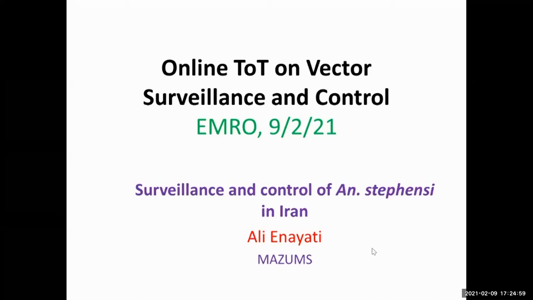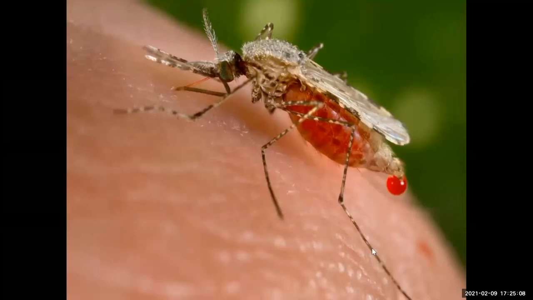Actually, the presentations made by the previous presenters made my life very easy to go through some of those methods and techniques without going into further detail. So we are dealing with this beast, in fact, Anopheles stephensi. Don't be fooled by this very pretty picture of this mosquito. It is a very dangerous beast.